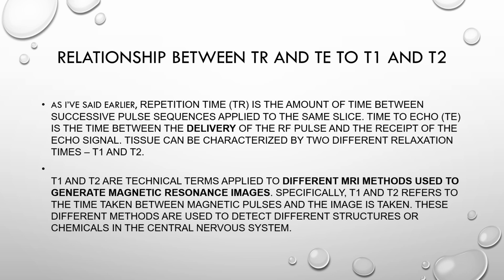T1 and T2 are technical terms applied in different MRI methods used to generate magnetic resonance images. Specifically, T1 and T2 refer to the time taken between magnetic pulses and when the image is taken. These different methods are used to detect different structures or chemicals in the central nervous system.